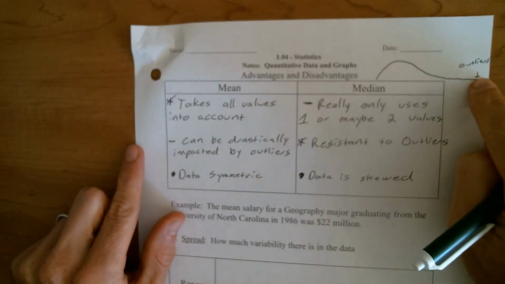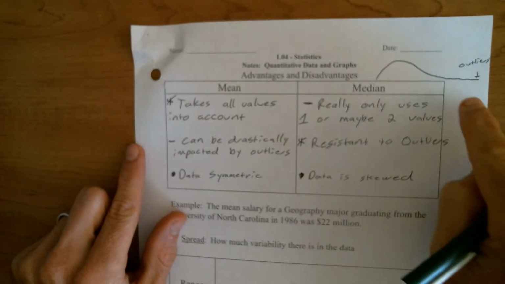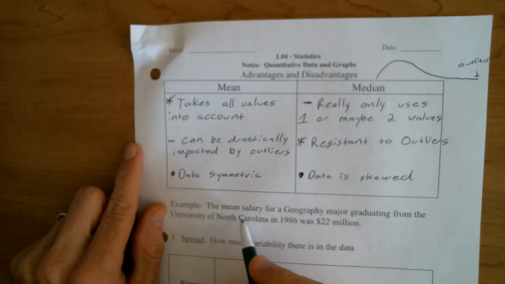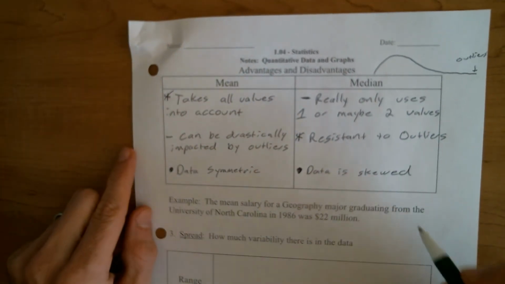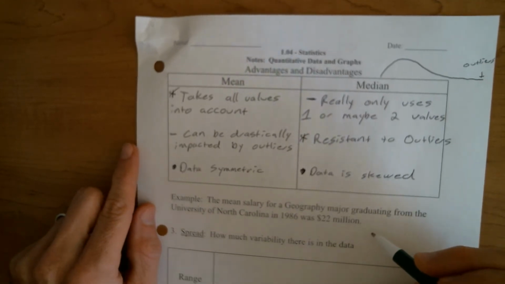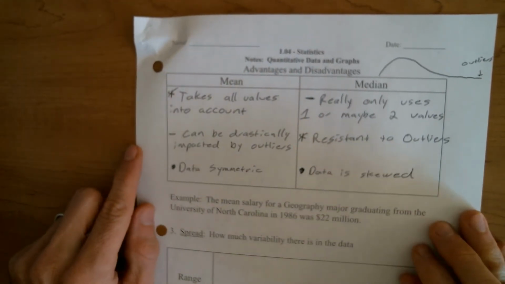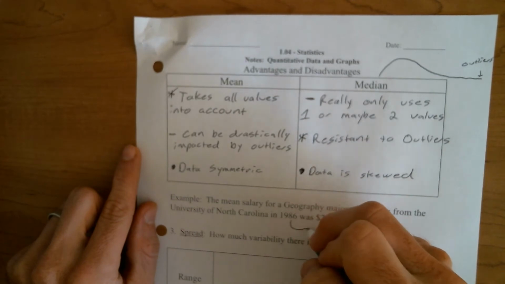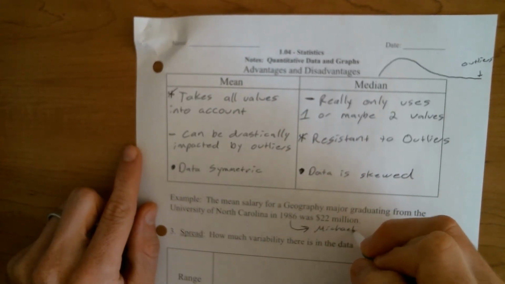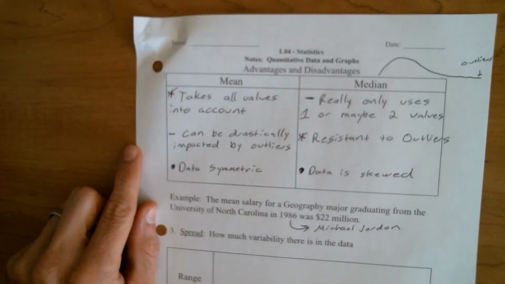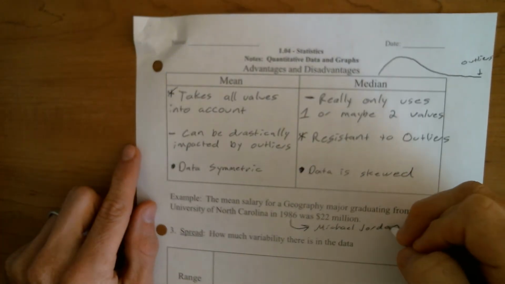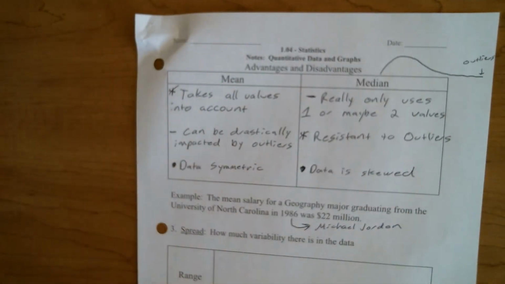Like this one value isn't really going to affect the median because the median really only uses one or two different data points. All right, and this is just sort of a silly example here, but the mean salary for a geography major graduating from the University of North Carolina in 1986 was $22 million. All right, that's not because graduating from UNC with a geography degree is that lucrative. It's because that was the year that Michael Jordan graduated from UNC with a degree in geography. So his one value is bringing everything way up and providing a misleading picture of the center of the distribution.